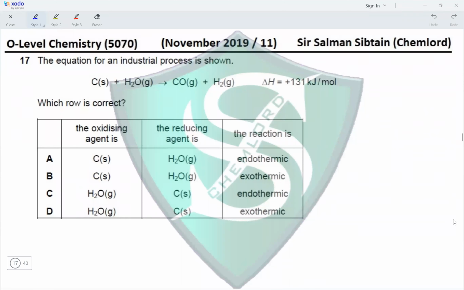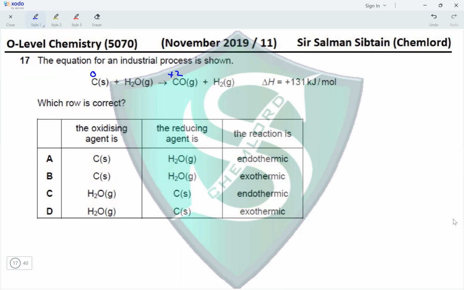Question 17. The equation for an industrial process is shown. Carbon plus steam gives carbon monoxide and hydrogen gas. And this is an endothermic reaction. Which row is correct? The oxidizing agent is... The oxidizing agent undergoes reduction. So carbon has a charge of 0. It is oxidized to +2. So itself is oxidized. So it is a reducing agent.